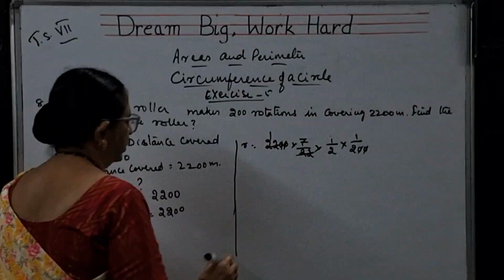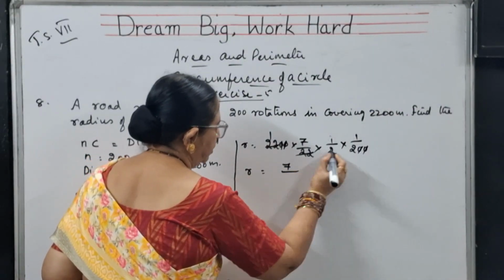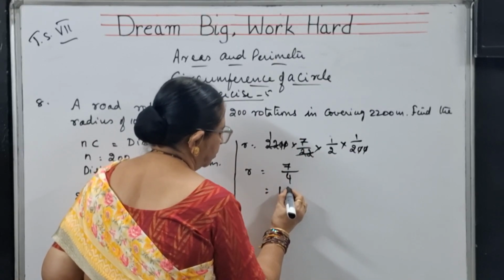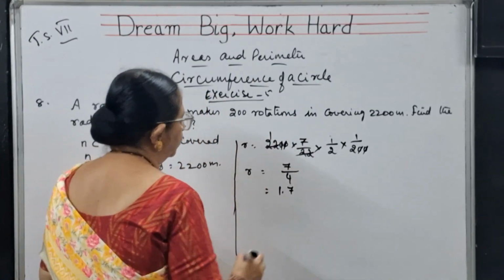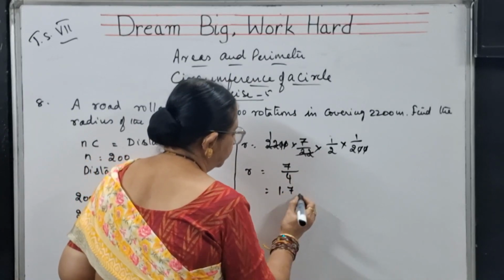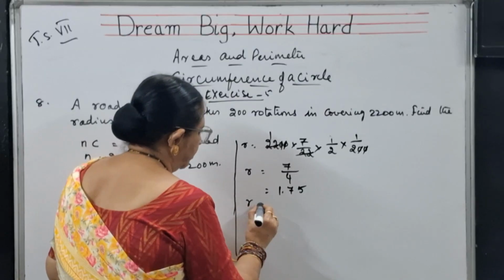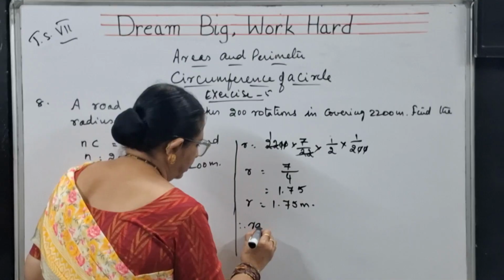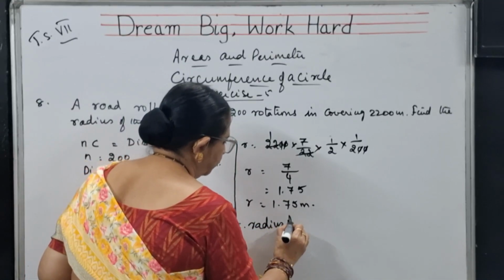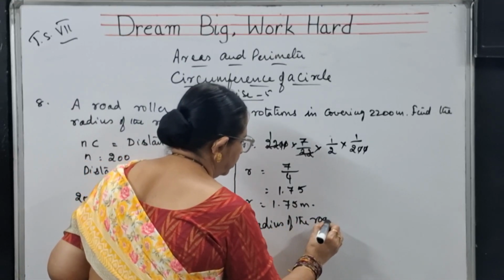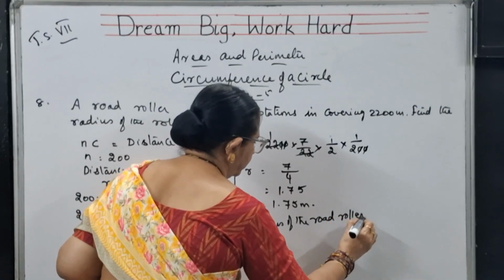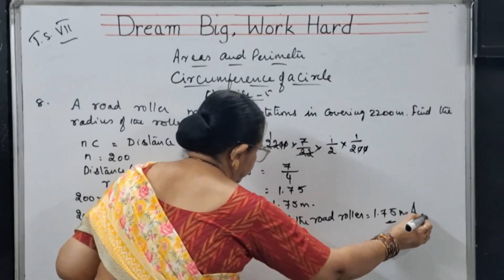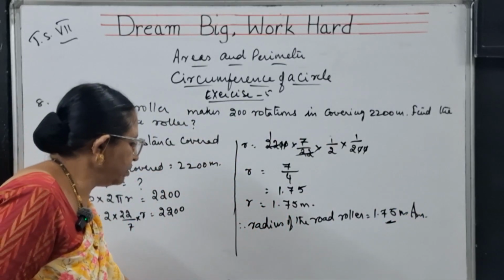So how much? Radius is equal to 7 by 2 twos are 4. That is 4 ones are 4, 3. 4 sevens are 28, 2. 28 means 2, 4 fives are 20. So radius is equal to 1.75 meters. So radius of the road roller is equal to 1.75 meters. Is that the answer, children? So let me explain you once again.